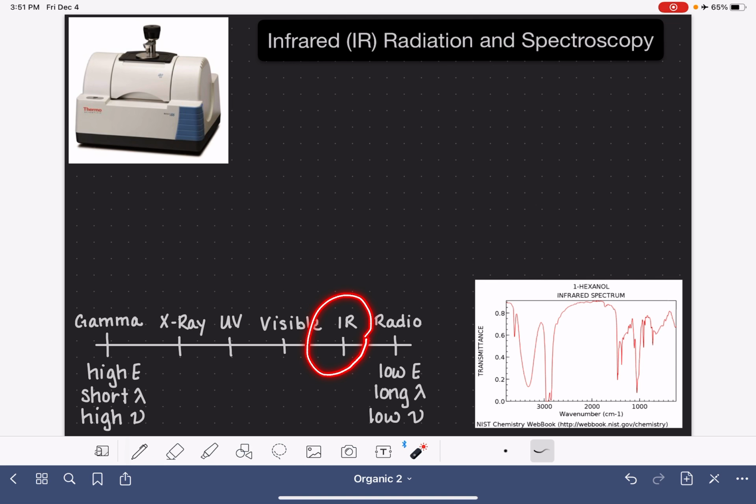Infrared radiation falls on the low energy end of the spectrum, meaning that infrared radiation has very long wavelengths and it also has low frequency. It's nice and slow. And this means infrared radiation is safe for humans.